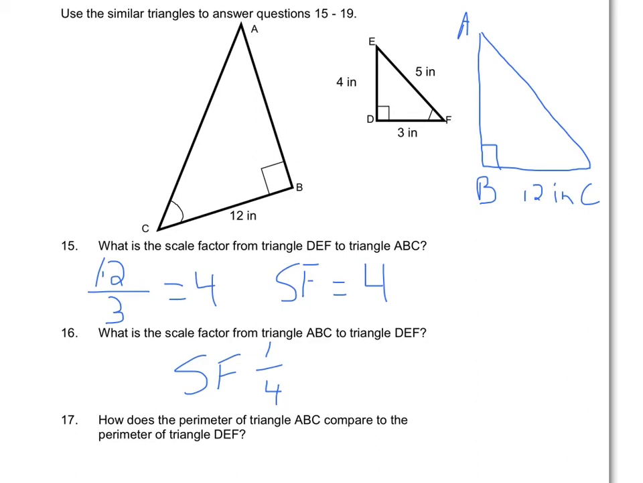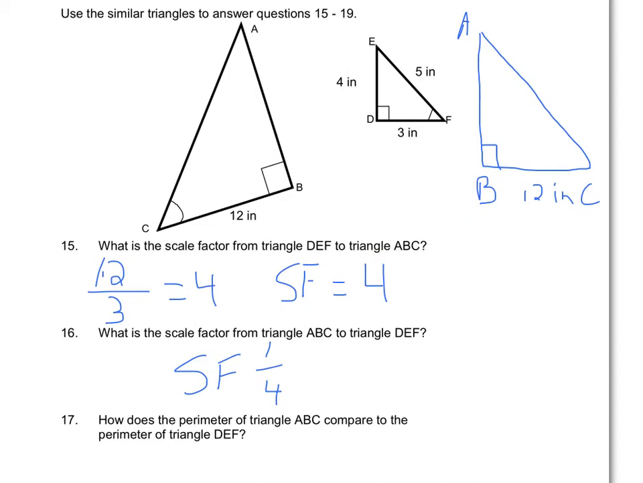So 15 says, what is the scale factor from triangle DEF to triangle ABC? So I'm going to take the side length of DF, and that corresponds to the side length of BC. So 12 divided by 3, which is over here, equals 4. So that means that the scale factor is 4. Now, going the other way, number 16 asks us what the scale factor is from triangle ABC to triangle DEF.